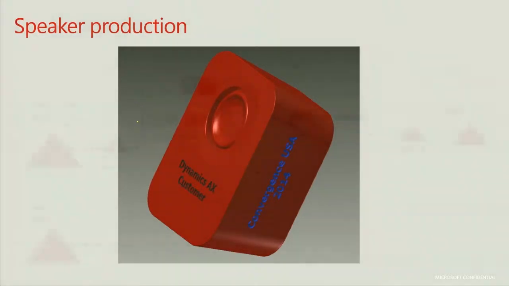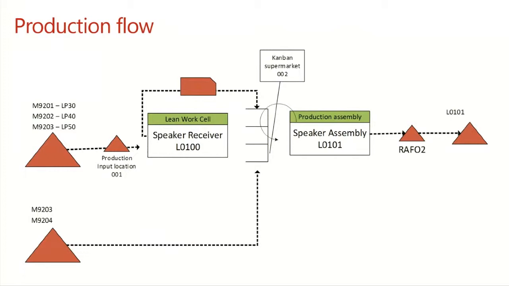Here we have the production flow, and the production flow consists of a lean work cell that manufactures a speaker receiver. And this speaker receiver is a component in the finished speaker. Then we have a discrete production process where we assemble the speaker.